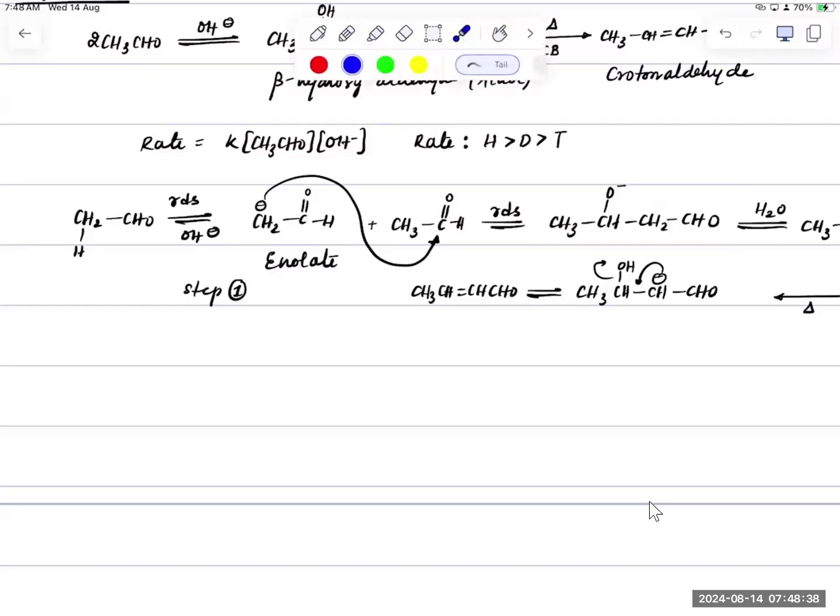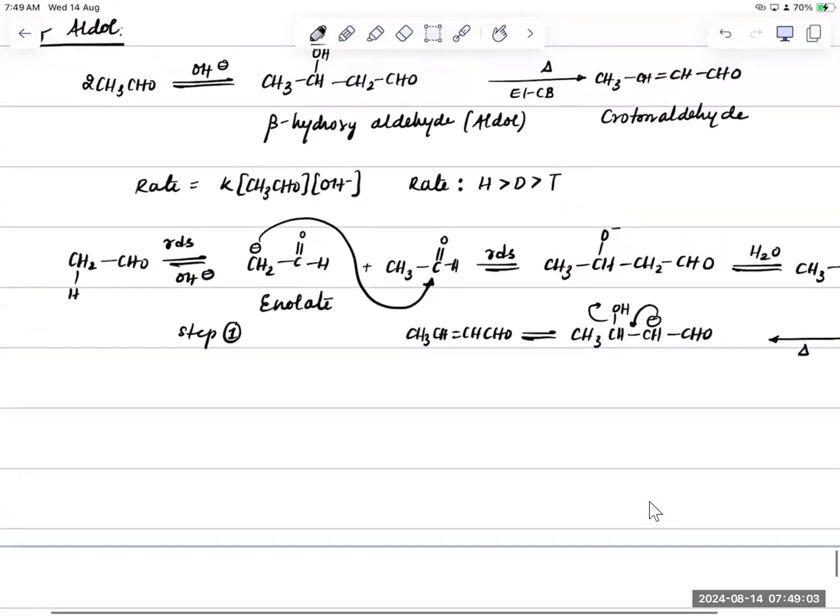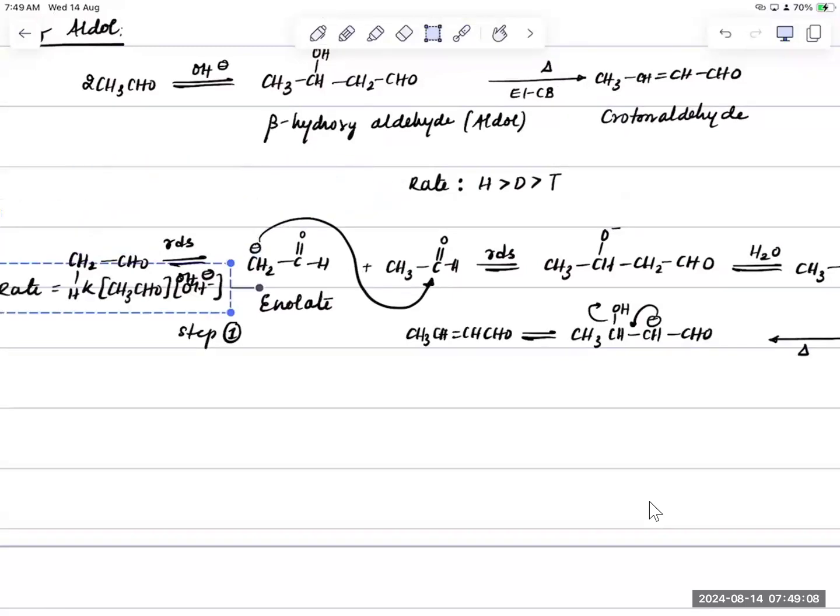Now what would happen here is, suppose we take mild OH minus, then you will see this first step would become the rate determining step. If you take concentrated OH minus, then this step would happen relatively faster, but this step will become the rate determining step. So I'll just write down this condition here.